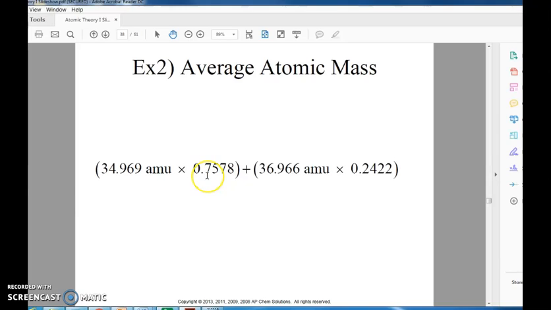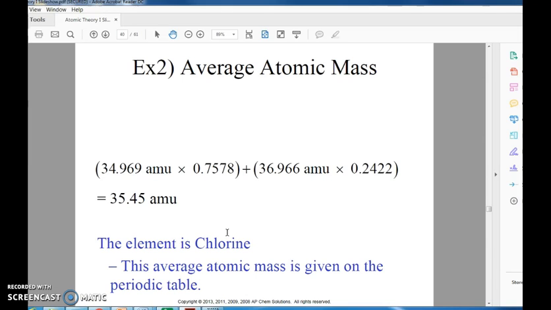We're going to change these percentages to decimals and multiply them by the mass that they go with. So the 35's exact mass times its percentage, changed to a decimal, plus the 37's exact mass times its percentage, changed to a decimal. And we get 35.45 AMU. Okay, so what element is that? When we look on the table at the mass, not the atomic number, but the mass values on the periodic table, we identify that that element is chlorine. 35.45 AMU is the atomic mass given for chlorine on the periodic table.